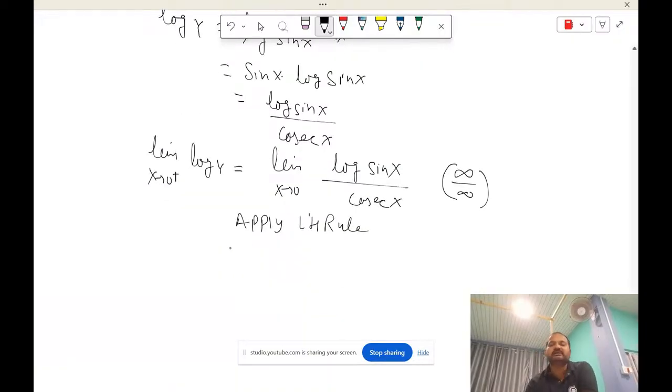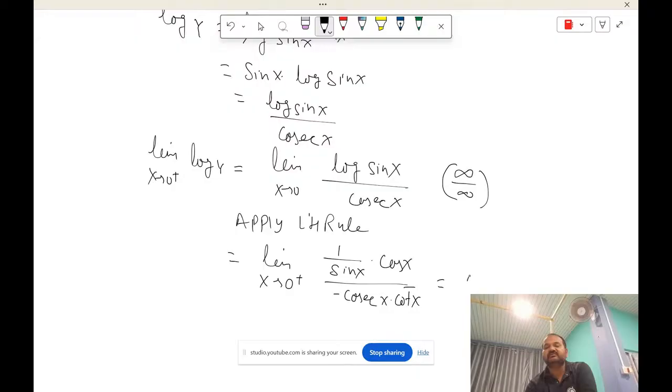So we will apply the L'Hospital rule. So, in the limit, we will differentiate the numerator and denominator separately. The differentiation of the numerator, log sin x, will be 1 by sin x, and for sin x, using the chain rule, it is cos x. And in the denominator, cosec x, its differentiation will be minus cosec x into cot x.